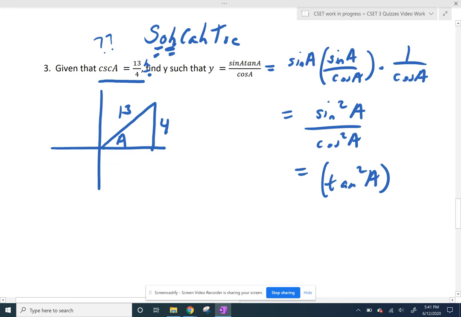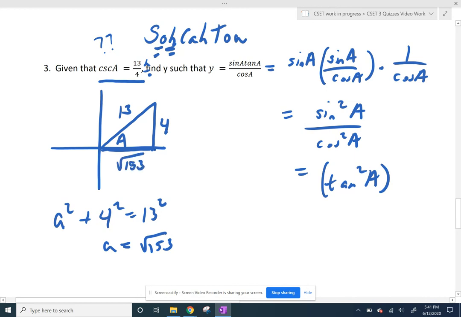So I do need to figure out this other side in order to find the tangent, because the tangent is the opposite over the adjacent. So I'm going to do SOHCAHTOA. So I've got a squared plus 4 squared equals 13 squared. If you solve for a, you're going to get that it's the square root of 153. Nice and positive in the x direction for now. And so our tangent is the opposite over the adjacent, and we're going to square that. So we're going to get 4 squared over 153, or 16 over 153.